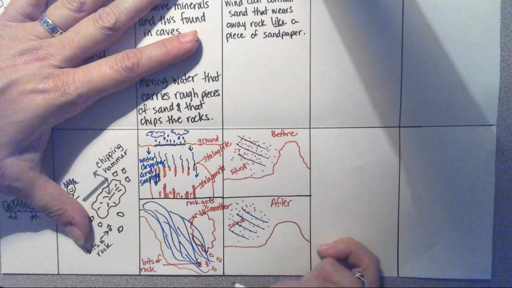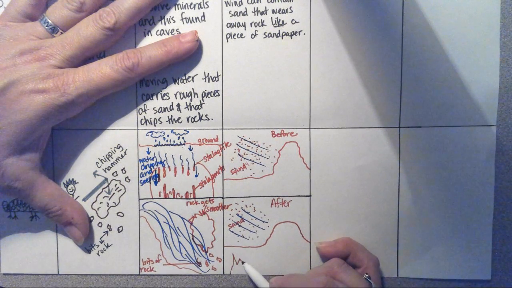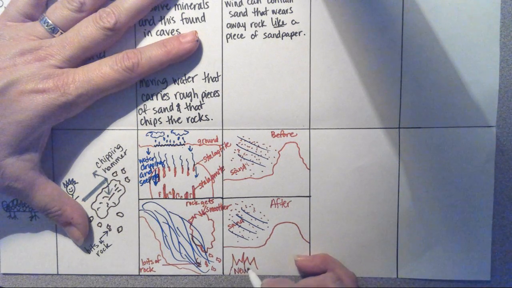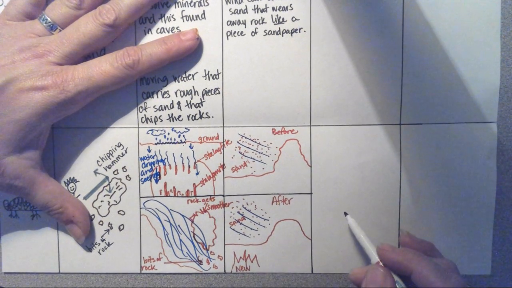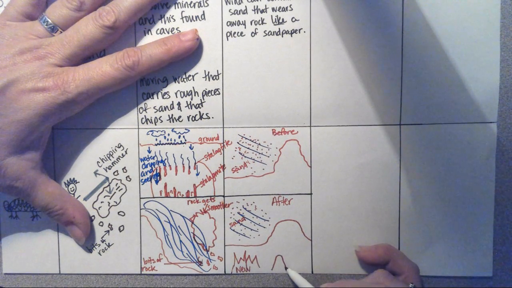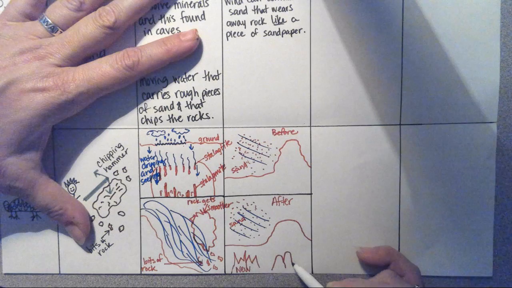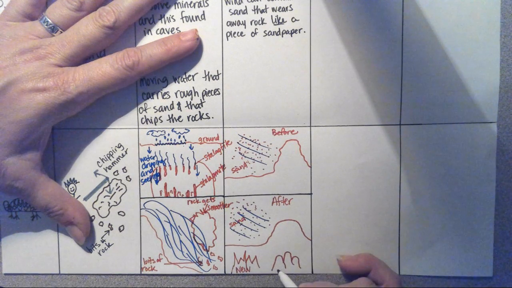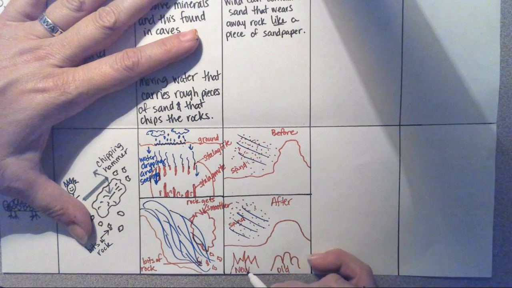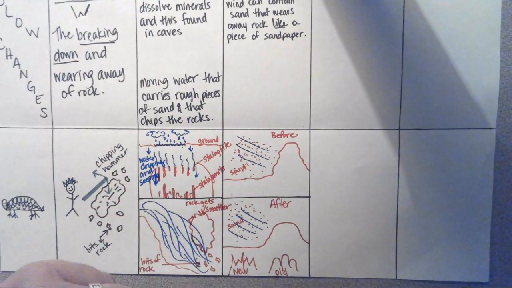Okay, so whenever we see mountains that have these jagged edges on them, these would be new mountains. Those would be an example like the Rocky Mountains. But when you have mountains that are kind of mounded like so, those are going to be old mountains. Okay, so these are new mountains and these are old mountains.